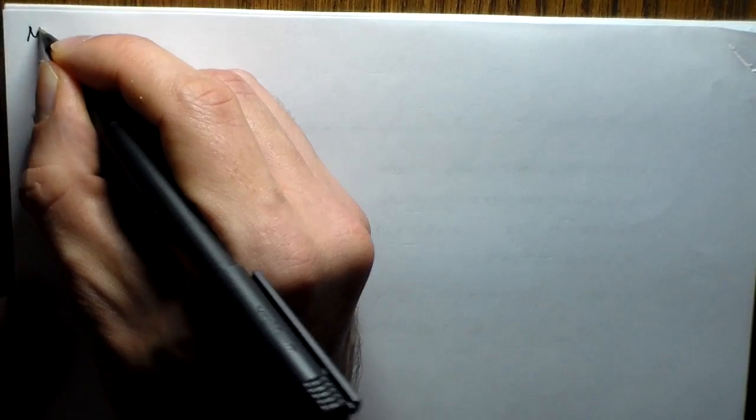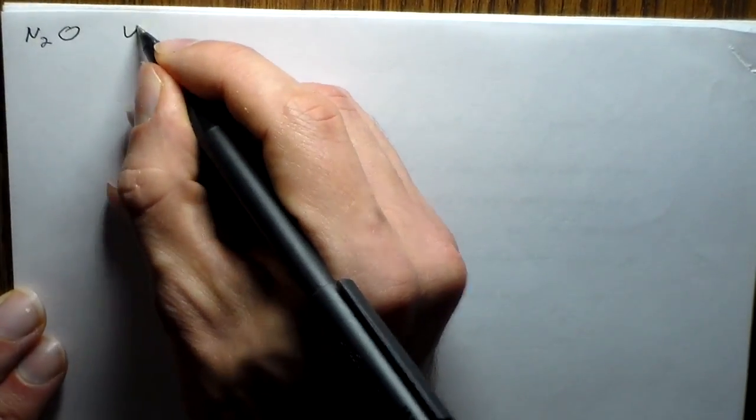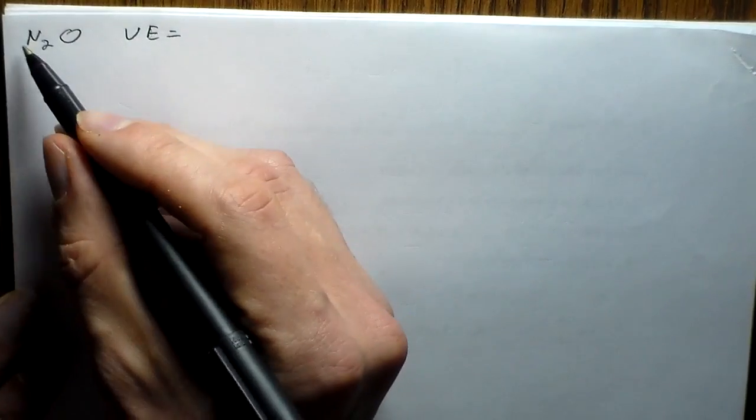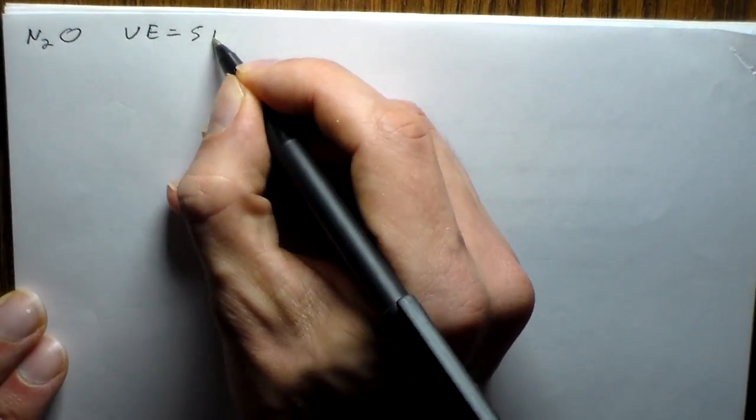All right, another little example here is N2O, or dinitrogen monoxide, also known as nitrous oxide. So you know the laughing gas, that's the formula for that. All right, my number of valence electrons here, we have here for the nitrogen is going to be 5.